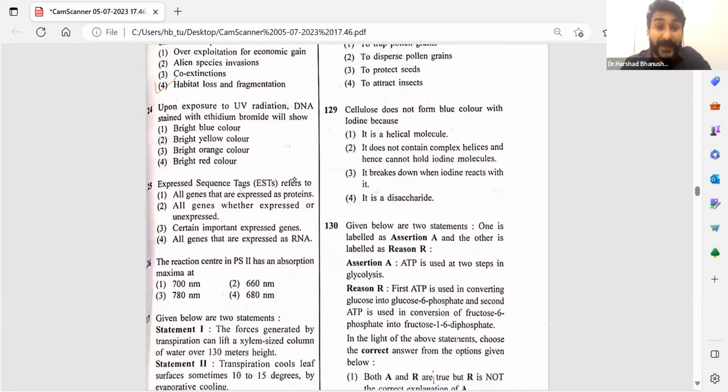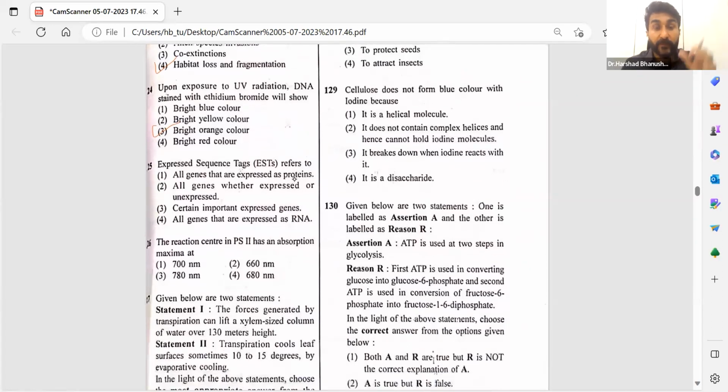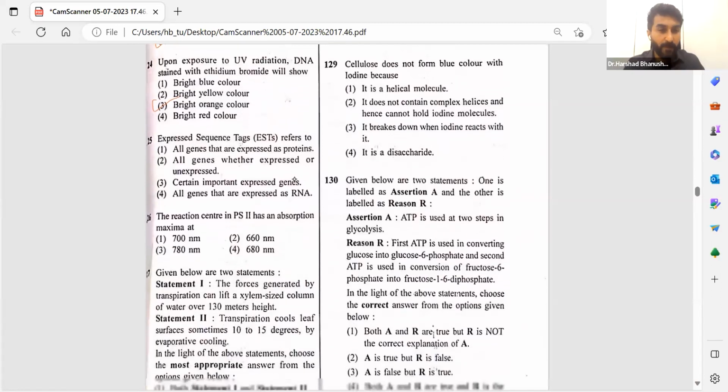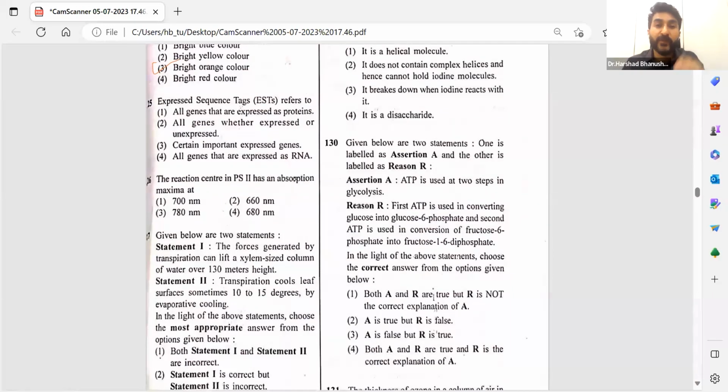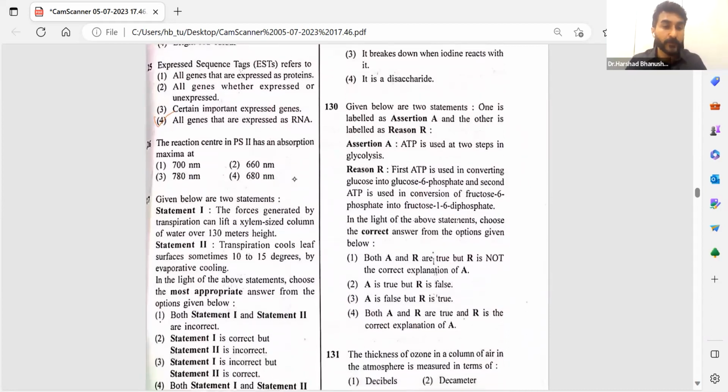UV radiation: DNA staining with ethidium bromide gives you a bright orange color when you stain it with ethidium bromide and observe it under UV. Expressed sequence tag is the mechanism by which you study only the expressed sequences of DNA. The expressed sequences of DNA are those which can form RNA. So that is option number 4.